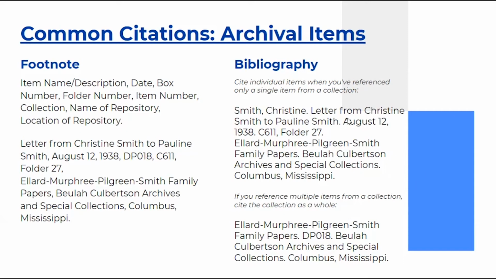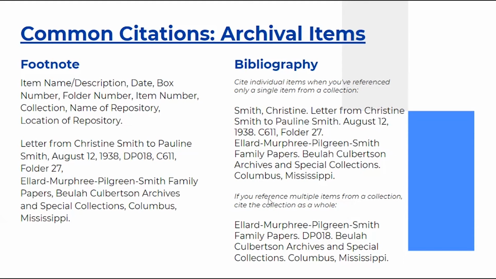So you'll have the title of the item, letter from Christine Smith, Pauline Smith, period, date of the item, period, box number, folder number. And then the collection and the repository location.